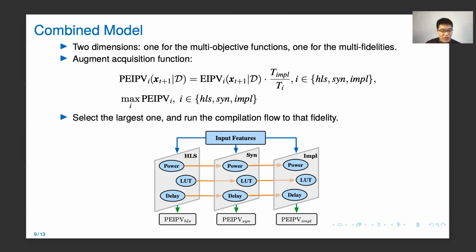PEIPV can measure the balance between the running time and the quality of results. In other words, if the results of lower fidelity have achieved good results, we will only run the design flow to the lower stage to save time. But if the lower stage is unsatisfying, we'll also run the later stages to get better results.